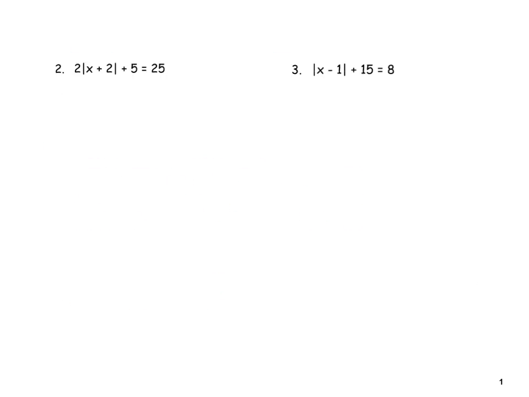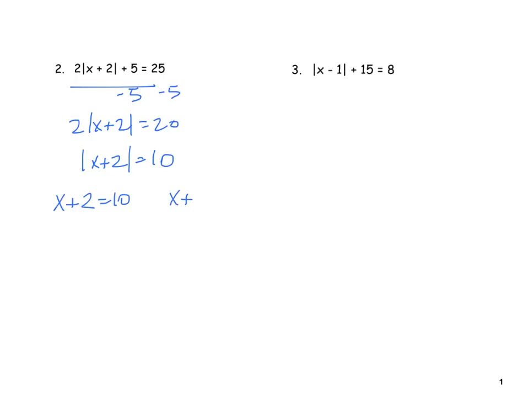So let's try two more problems. In the problem on the left and the right, we have to isolate and get the absolute value by itself. In this case, we're going to subtract 5 first from both sides, and then divide by 2. Now we have the absolute value isolated. From this point, we can write our two equations, and we get x is equal to 8 and x is equal to negative 12.